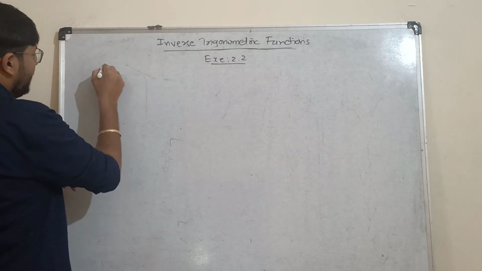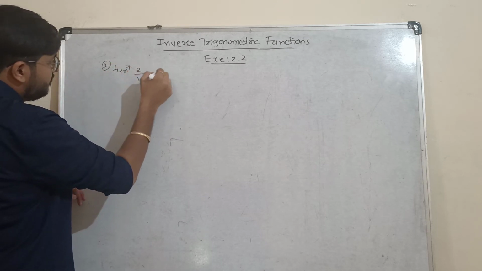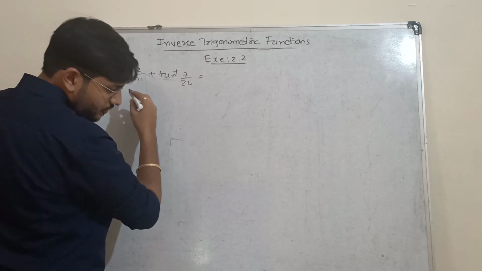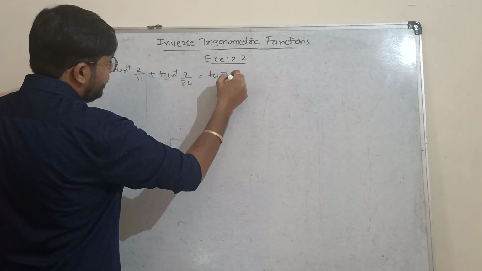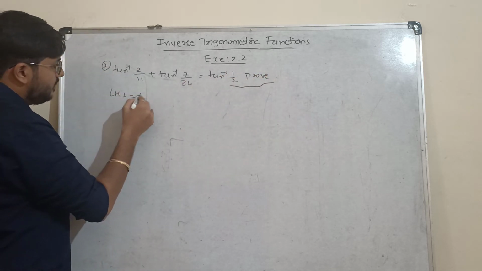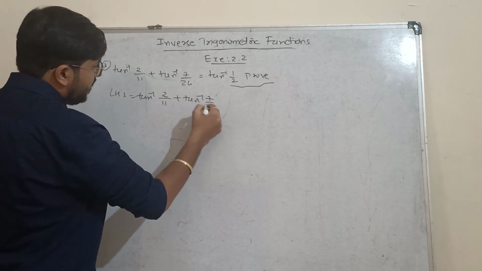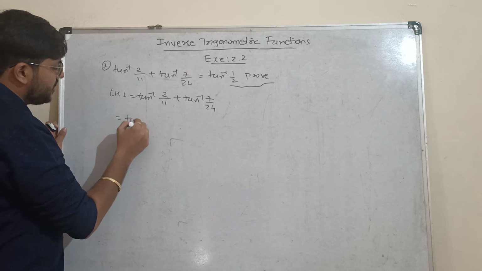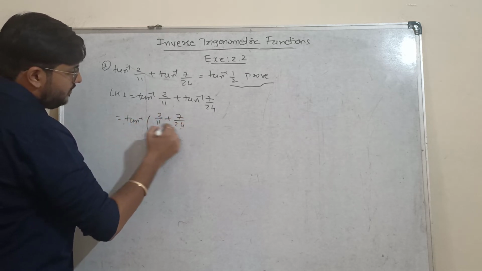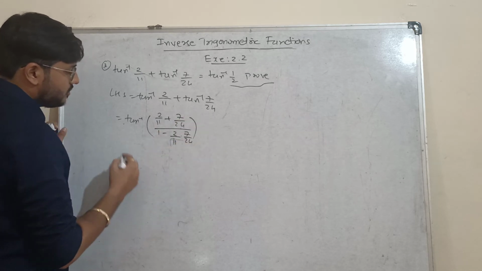Okay. In the next question, we are given tan inverse 2 by 11 plus tan inverse 7 by 24. You have to prove this is equal to tan inverse half. We have to prove this. So what is given in LHS? It's tan inverse 2 by 11 plus tan inverse 7 by 24. So let's apply the equation: tan inverse of (x plus y) upon (1 minus xy).